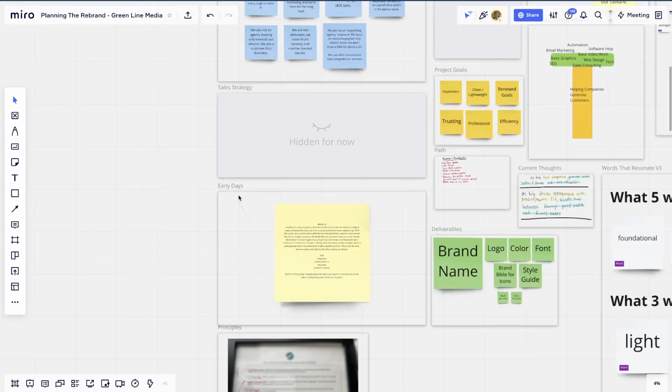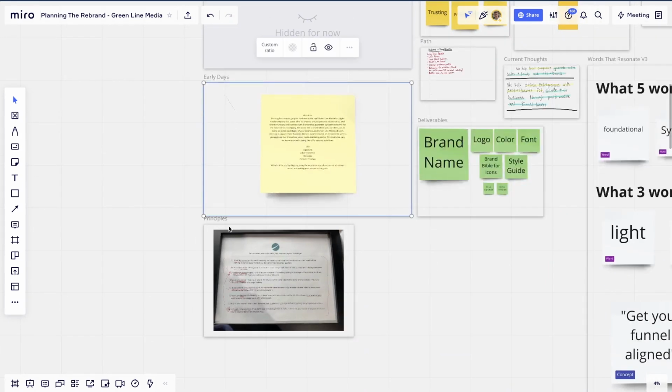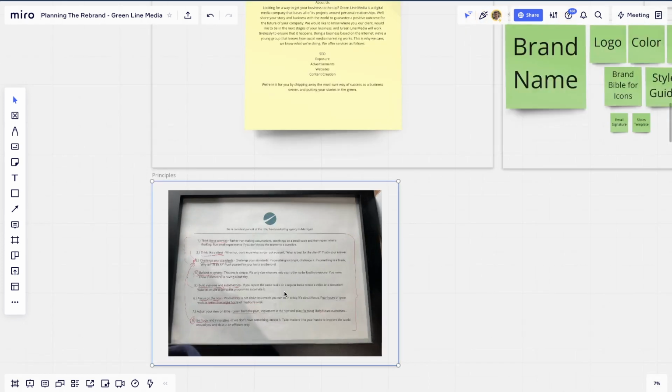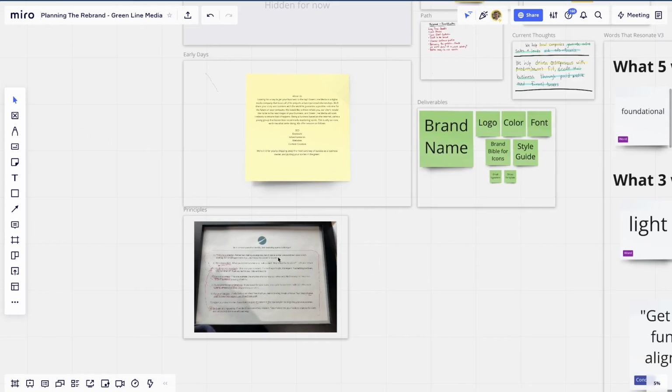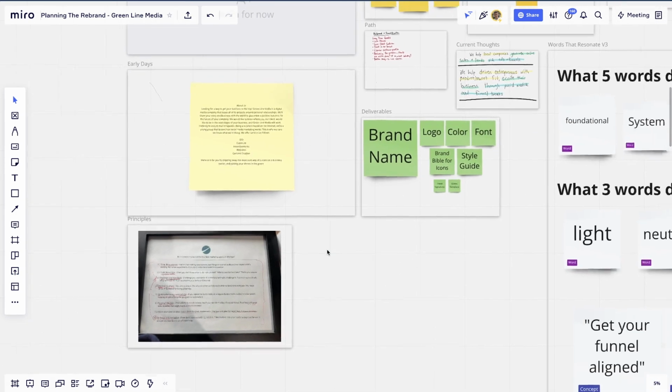This early days frame here is just our old About Us page, and this frame here describes some of the principles that we used to operate by with our marketing agency known as Greenline Media, and we wanted to translate some of this over. So in that case, I threw this in here as well.